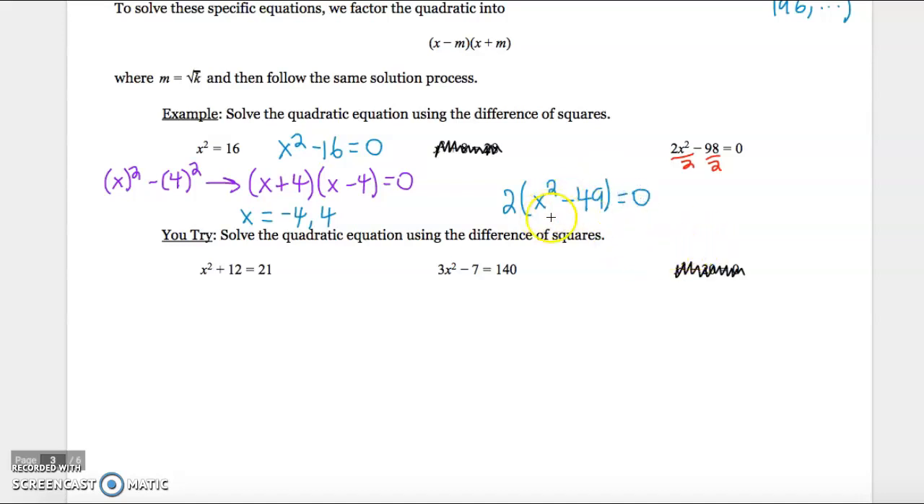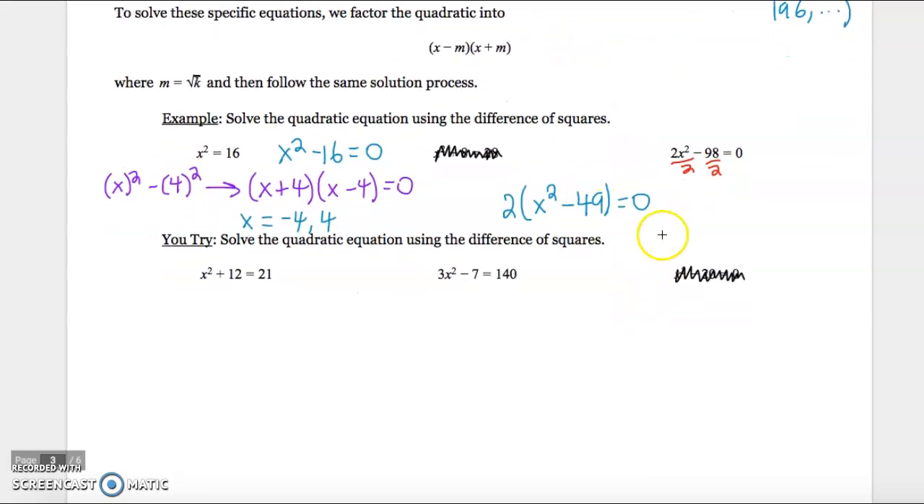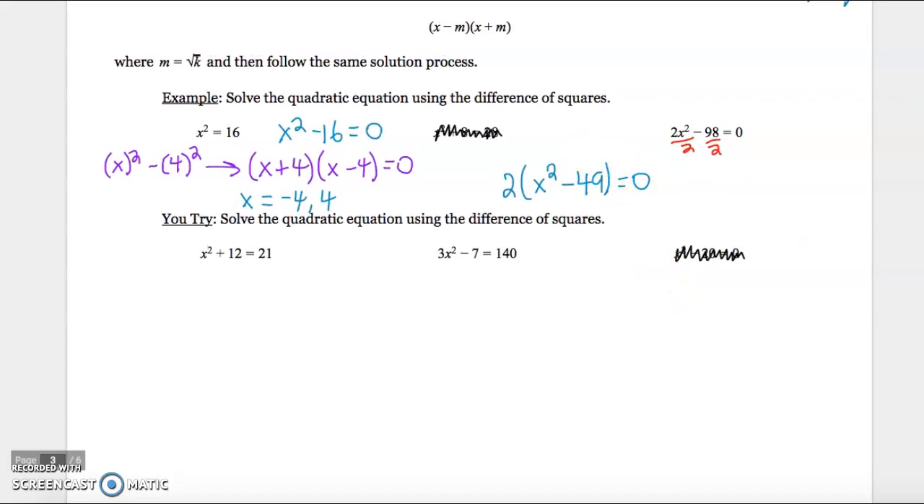Okay, and then I notice I have an x squared and just a constant, so I check and I'm like, hey, that constant is one of my perfect squares, it's 49. So if I was going to rewrite it, this is really x squared minus 7 squared, right? So then when I factor this all the way, I have my x plus 7 and x minus 7. And then don't forget you also have that 2 out front. So that's fully factored. And then again, you set all of your factors equal to 0 and solve separately.